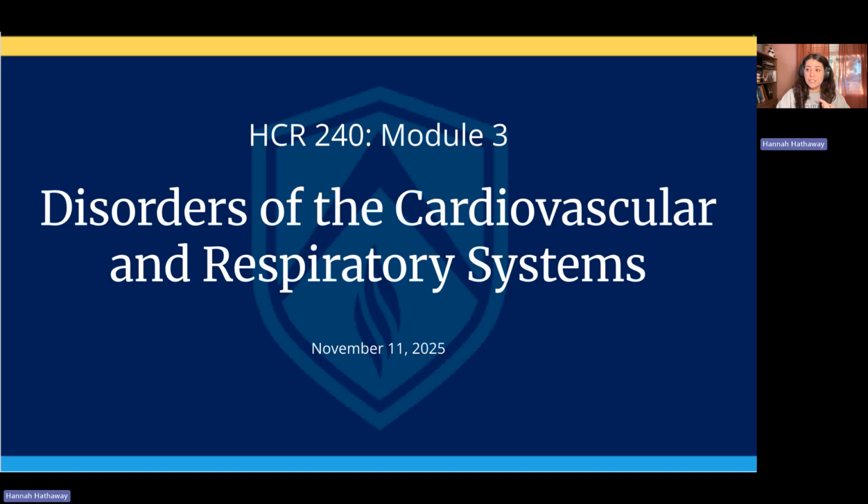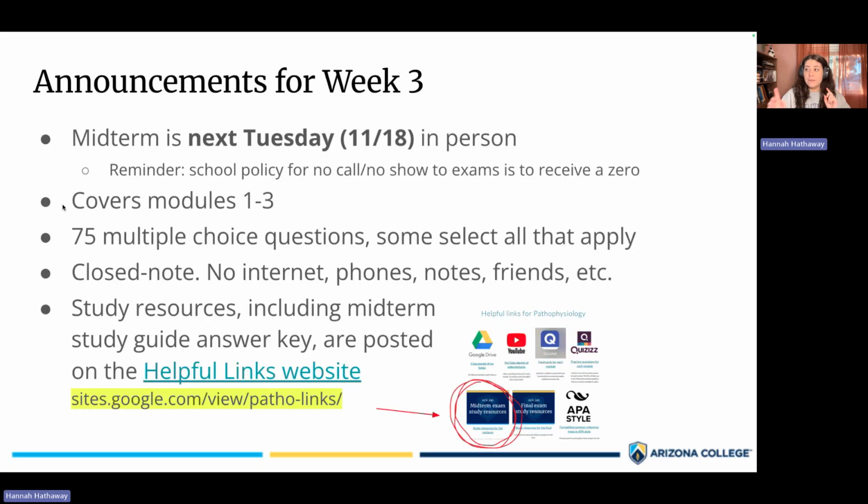Before we get to that, though, just a couple quick announcements. First, it is week 3, which means next week is the midterm. Wild, I know. So our midterm, as a reminder, is next Tuesday, which is the 18th. It will be in person. If you have a conflict, that means that you can't take the midterm at that time, please reach out to me now and let me know.